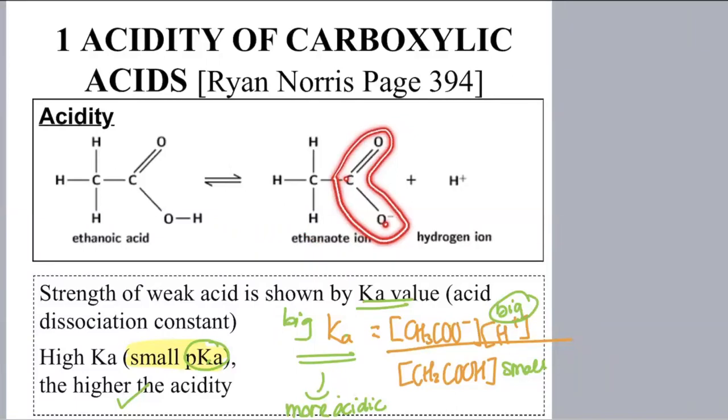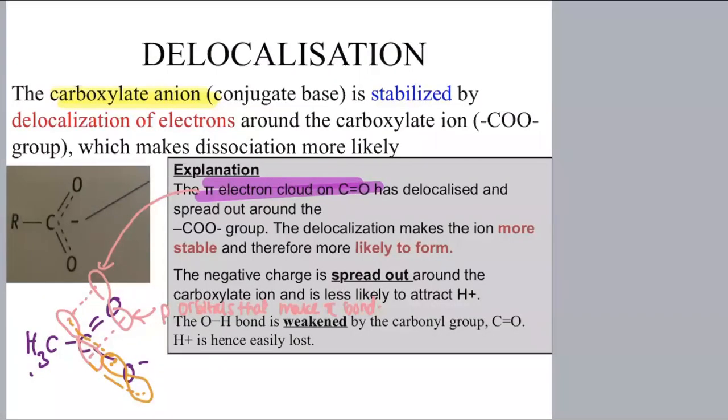Because of this delocalization as well, the negative charge is being spread out over the COO minus. Okay. The last explanation, explanation number 3, is this. This one is not looking at the carboxylate ion, but it is looking at the carboxylic acid.